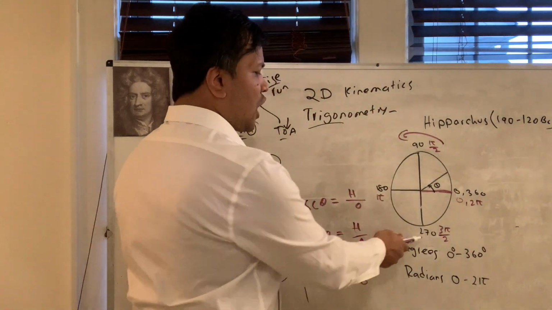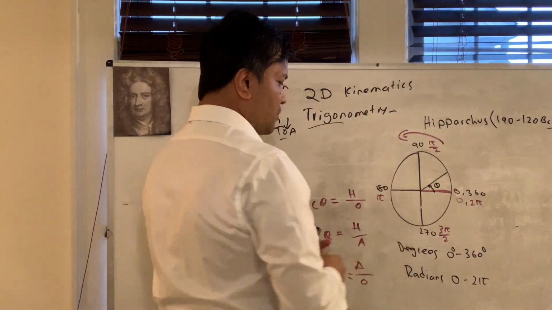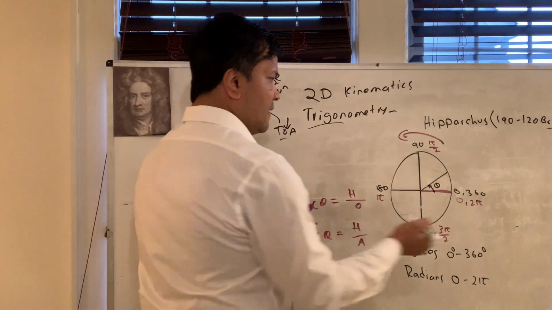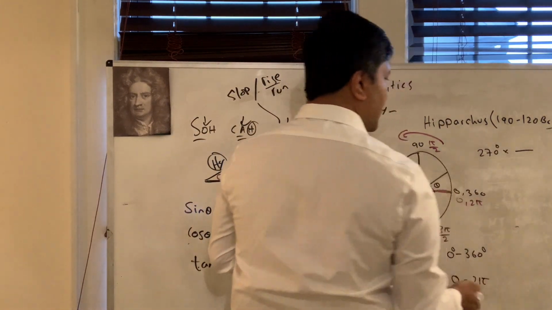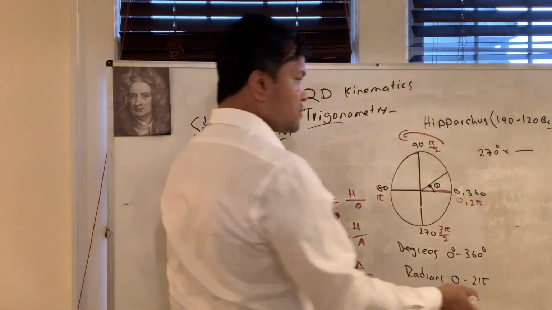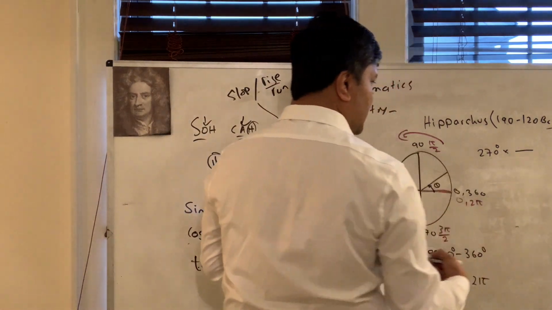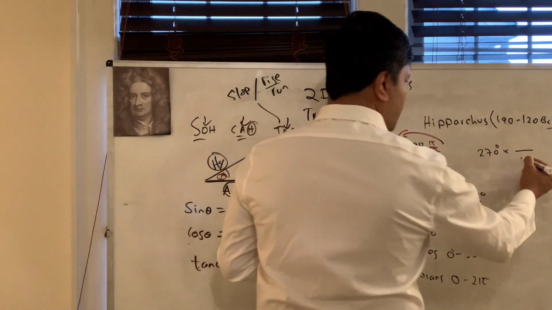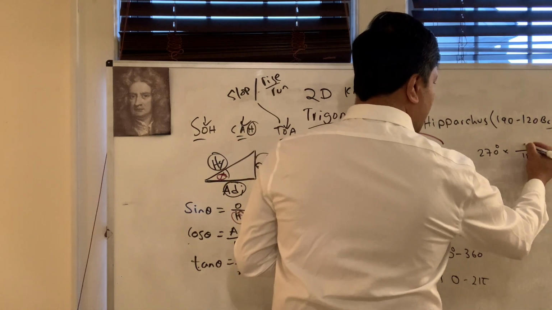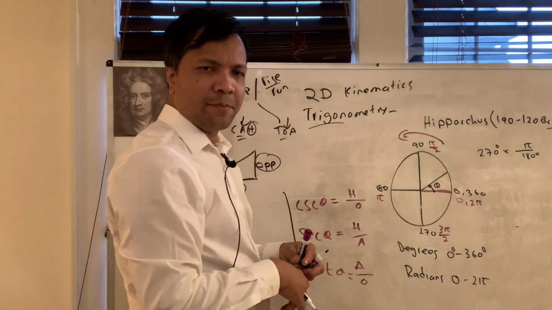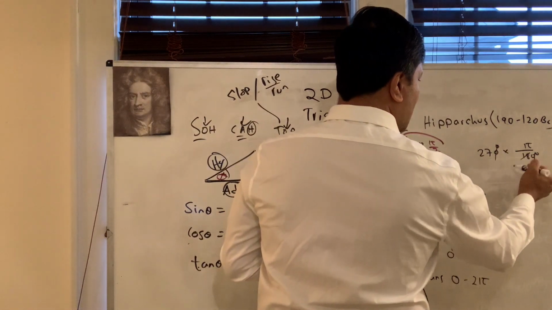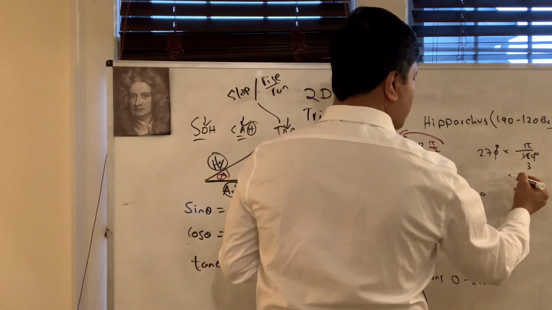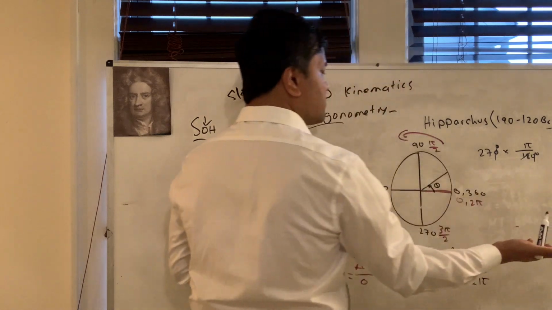Let's say you forgot whether this is 3 pi over 2, or you know this is 270 degrees. How can you figure that out? You have 270 degrees times, now you need the radian, so you put the radian on the top and the degree on the bottom. So 180 degrees on the bottom, and you put the pi on the top. Now the 0s cancel, 18 goes into 27 once, and let's divide it by 9.